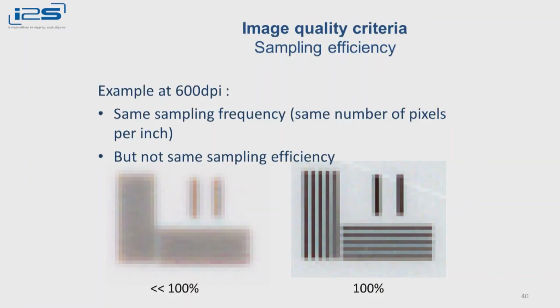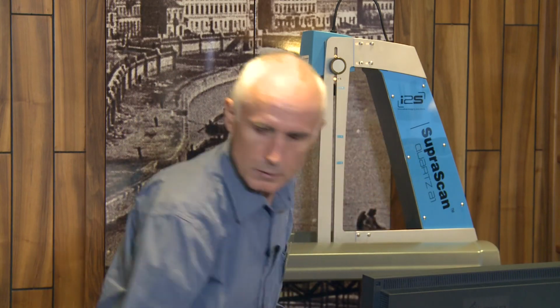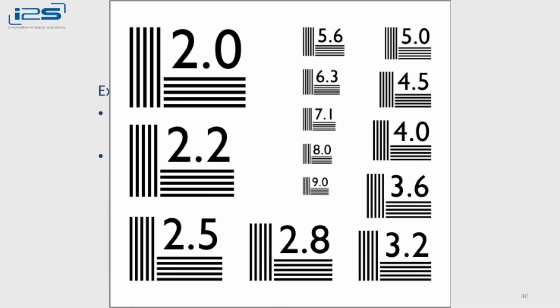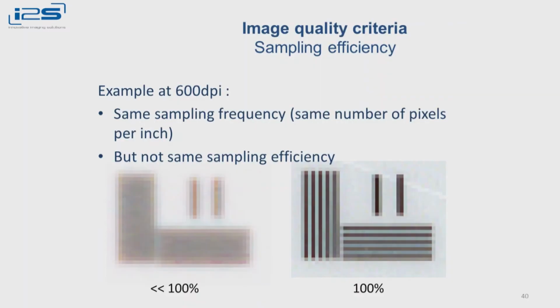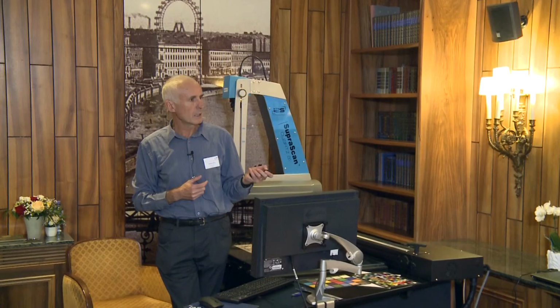So let's go to resolution now. So inside the resolution criterion, you have what we call the sampling efficiency. Because here we are scanning a chart. It is this one, maybe you know, we can circulate. It's a chart having lines, very small lines. And here we are looking at the number 11.